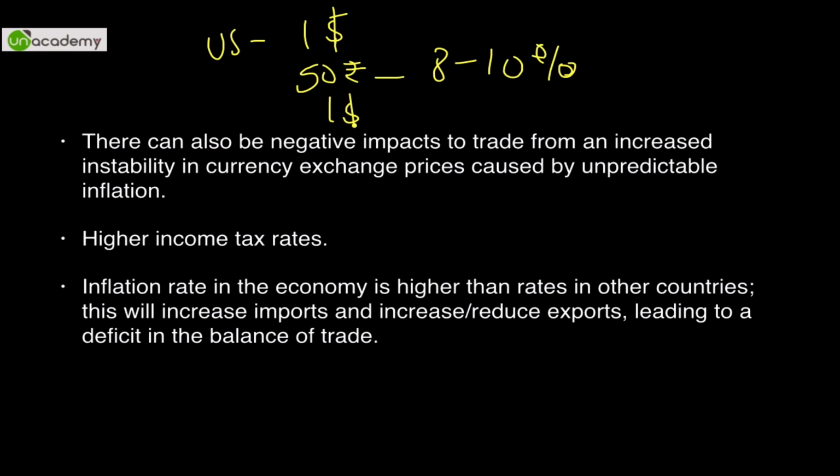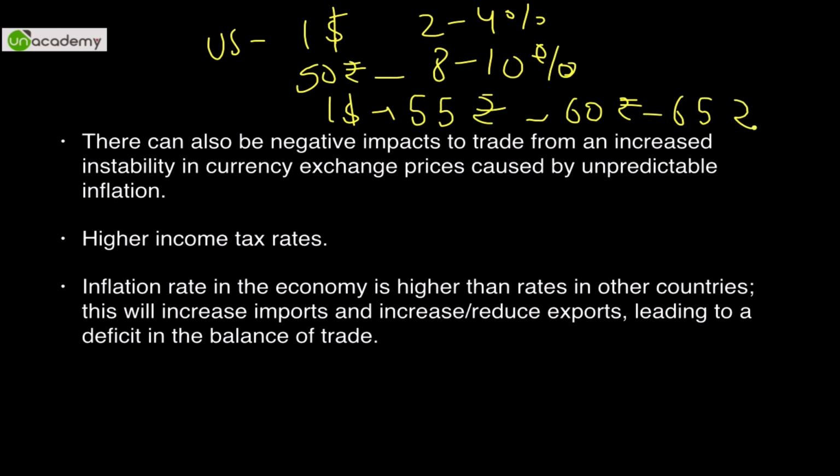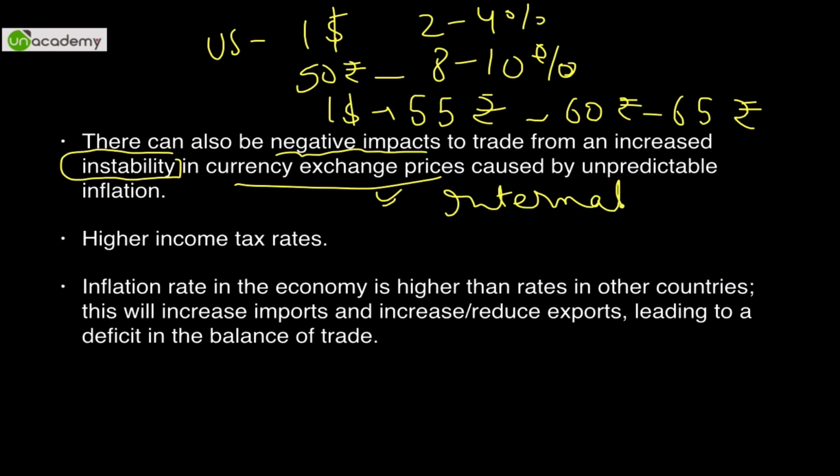So now $1 will become 55 rupees. After some time, it will go up by 2 to 4% only, and then it will become 60 rupees, then 65 rupees or something like that. It will go on and on because your value is eroding its own worth. Now because of these negative impacts, the currency exchange prices will become unstable, and there will be lots and lots of problems in international trade because of unpredictable inflation.